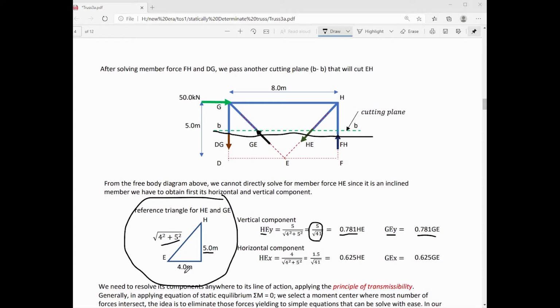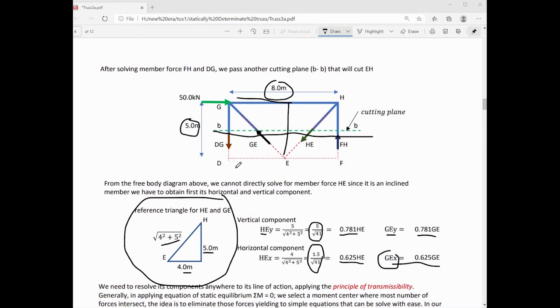And for the horizontal component, that is equal to the horizontal dimension divided by the hypotenuse of the triangle, that is equal to 1.5 divided by square root of 41, is equal to 0.625 of HE, and that is also equal to 0.625 of GE for the horizontal component of GE. So 4 and 5 dimensions are given from the truss dimensions. So we know that this is equal to 5 meters, and horizontal is equal to 8 meters divided by 2, that is equal to 4 meters.